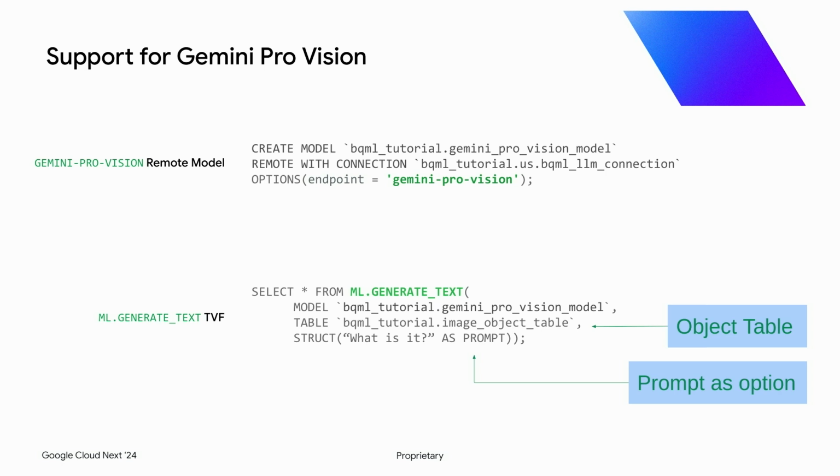Then from there, we select a generate text function where you can see we pass an object table, which is a primitive that allows us to organize and manage unstructured data from GCS inside of BigQuery. You can also see where we interject a prompt. And I'll show a deeper example than this slide in a minute.